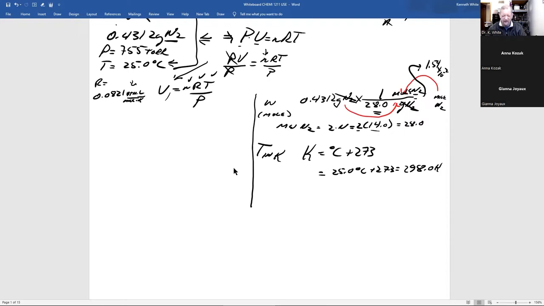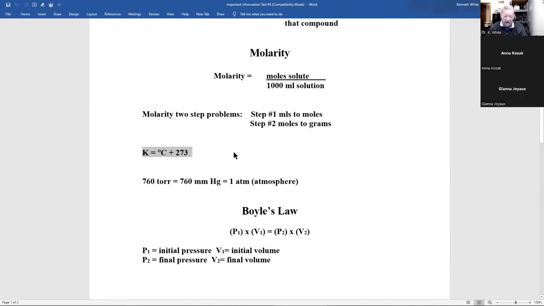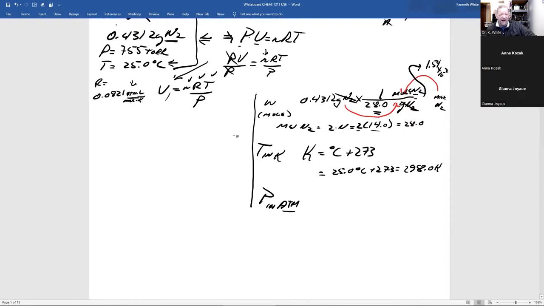Oh, look what's left, pressure. And pressure has to be in atmospheres, ATM. And if you look at, which I'll change this weekend, hopefully, if I remember, quiz number three, important information right here. It will say 760 torr equals 760 millimeters of mercury equals one atmosphere. This is a definition. 760, 760, and one are exact numbers. So we have 755 torr. You know something? Let me give myself a little more room.